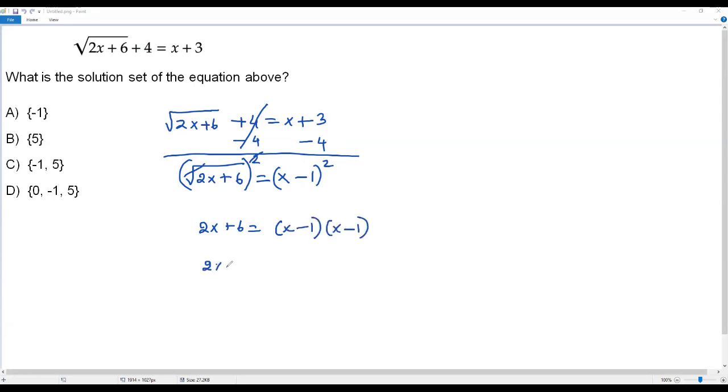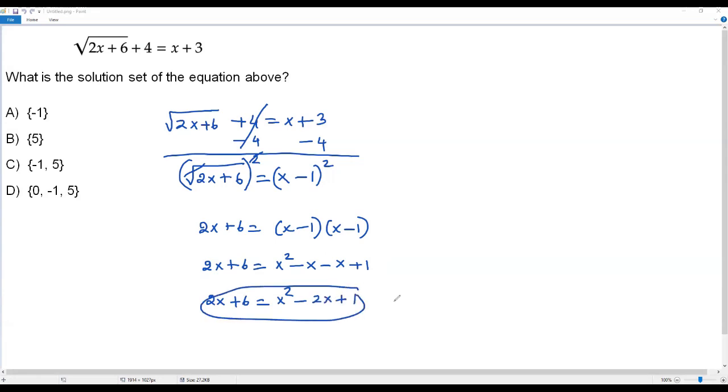Okay, then we get 2x + 6 equals, so now let's multiply these two binomials using the FOIL method. First we multiply the first terms, x times x is x squared. Now the outer terms, x times -1 is -x. Now the inner terms, -1 times x is -x. Now the last terms, -1 times -1 becomes +1. So then I'm getting 2x + 6 equals x squared - 2x + 1.